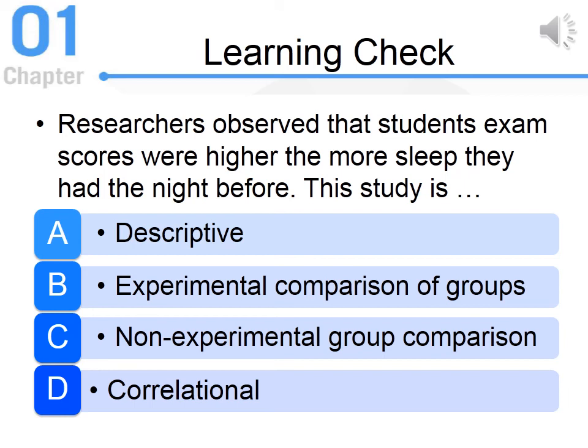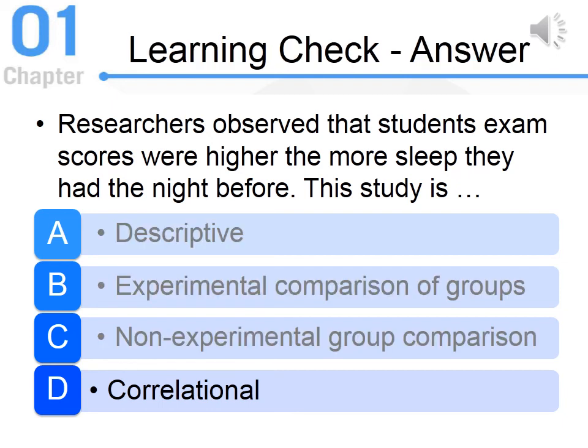Let's do a couple questions to make sure we're all on the same page. Researchers observed that students' exam scores were higher the more they slept the night before. This study is an example of, what do you think? Of course, D is correct. This is a correlational study. 2 variables were observed: the amount of time students slept the night before and their exam score. Nobody was awakened at any particular time, so no variable was manipulated. We simply measured the natural occurrence of 2 variables and looked for a relationship between the 2.